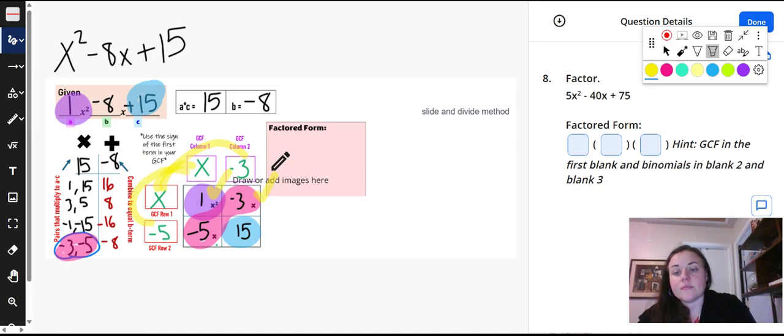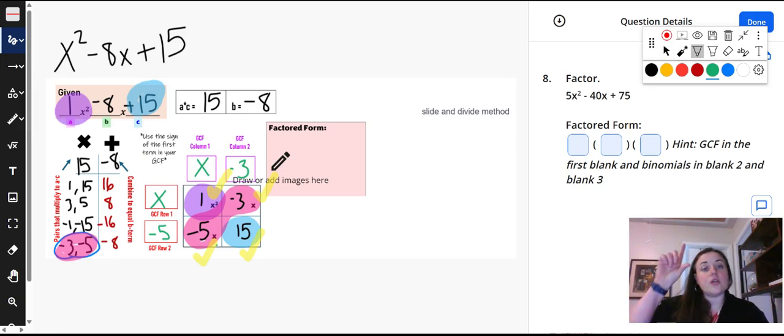Negative 5 times x is negative 5x, and negative 5 times negative 3 is 15. So I feel like all of this is correct because I checked it. My final answer is what you wrote on the sides of the box. So on the sides of the box, I wrote x minus 5.